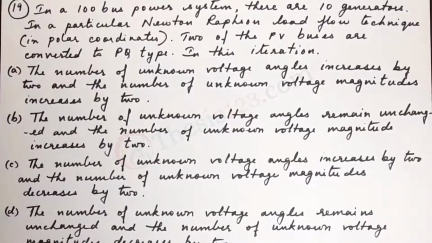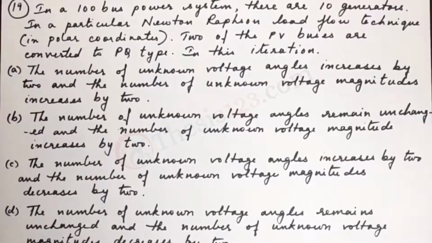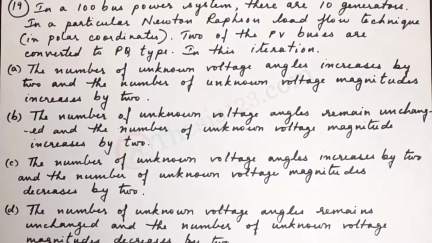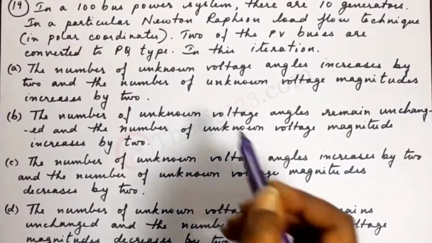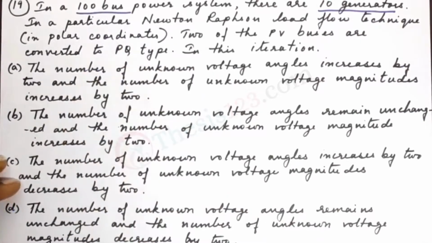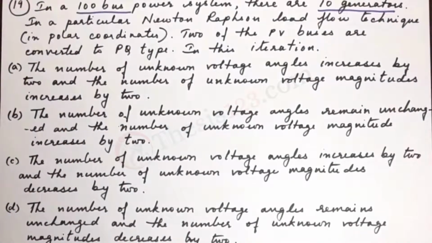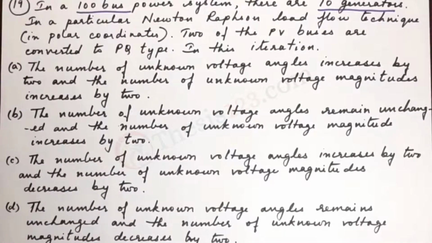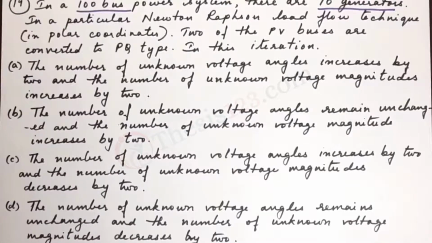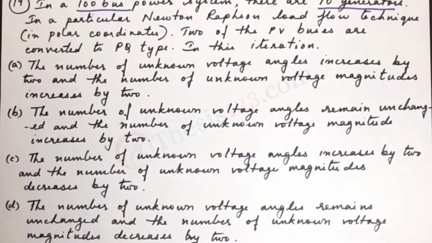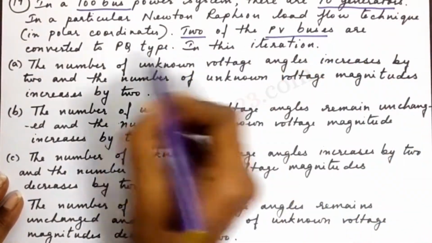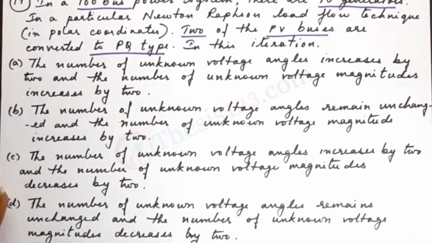So here's the next question, number 19. The question reads, in a 100 bus power system, there are 10 generators. Let me just underline that so that we know what we're dealing with. We have a 100 bus power system and we have 10 generators. In a particular Newton-Raphson load flow technique in polar coordinates, 2 of the PV buses are converted to PQ types. So we have 2 PV buses that are converted to PQ.